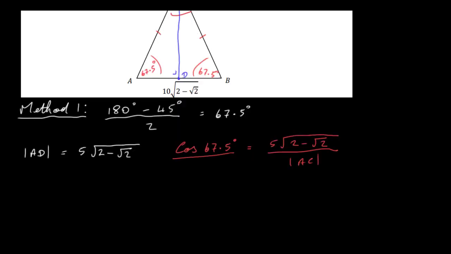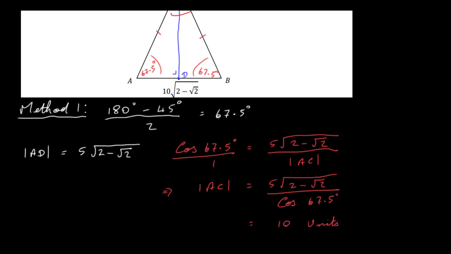What I need to do here is this is over 1, cross multiply and divide. I get the distance AC, so I'm doing two steps in one here, I'm cross multiplying and then dividing by cos 67.5. It's going to be equal to 5 times the square root of 2 minus root 2 divided by cos 67.5 degrees. Now, when you do that, you'll actually get 10. So 10, let's say, units.